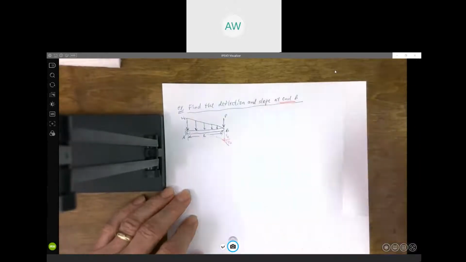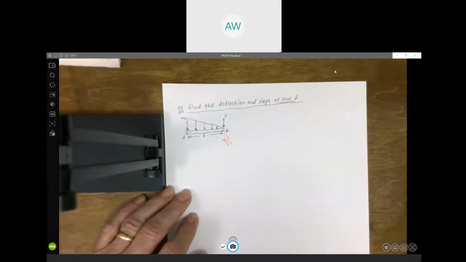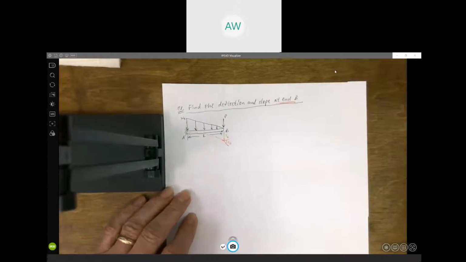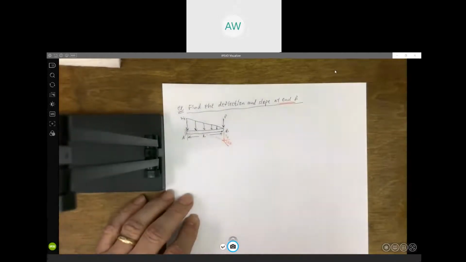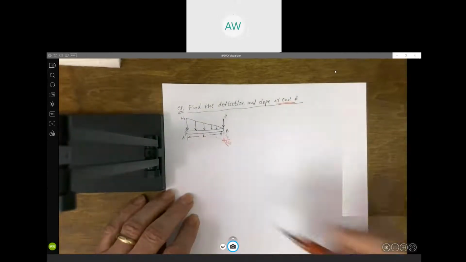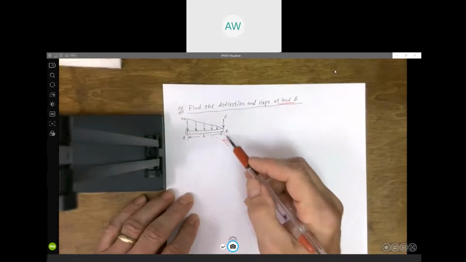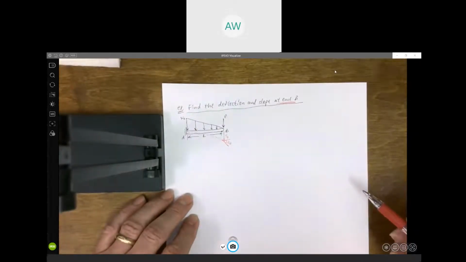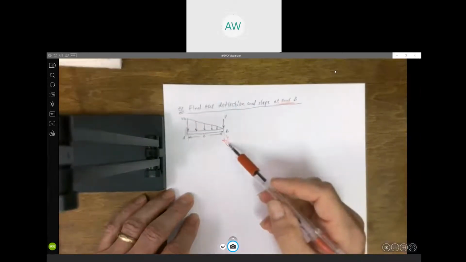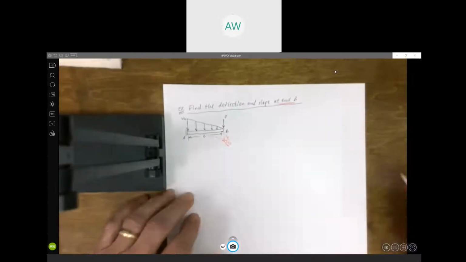And remember, since we're dealing with really small angles, basically slope and angle are used interchangeably. Because if you get a really small angle, it's equal to the slope. And so that's what we're asked to find. How far is the end B going to move down? And what's going to be the angle or the slope at that end?